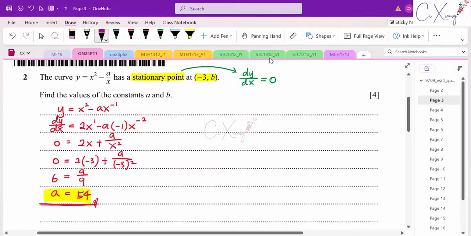is we will substitute negative 3 and also b into the curve equation. Right, so again, I'm having y equals x squared minus a, where a is 54 over x. So substitute y equals b, x is negative 3.